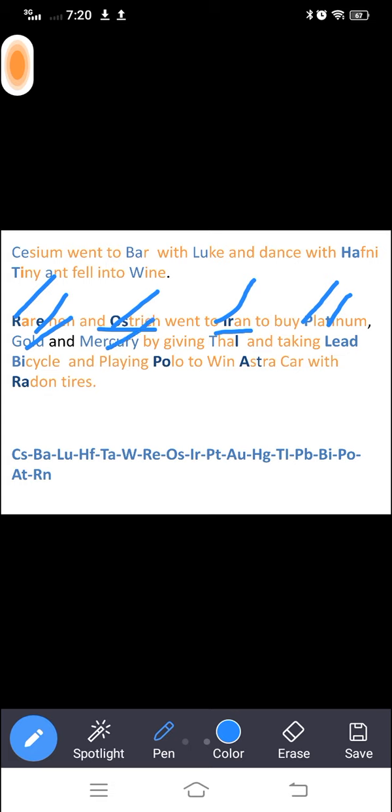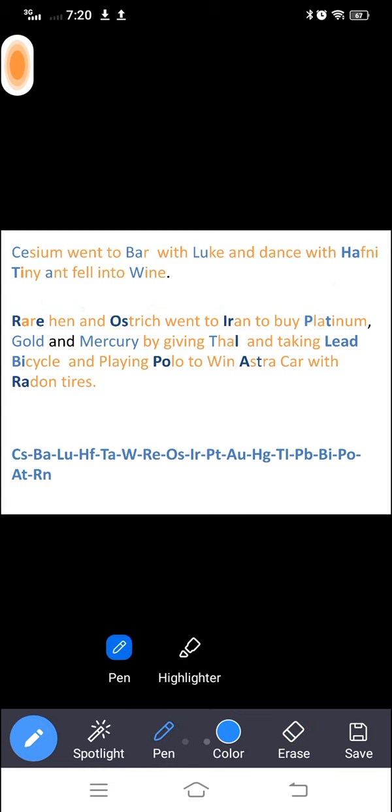Gold, we know that, AU. Mercury, we know, HG. When you're buying, you want to give something. So they're giving the dal, TL, thallium. And they're taking the lead. Lead, we know that, PB, lead bicycle.